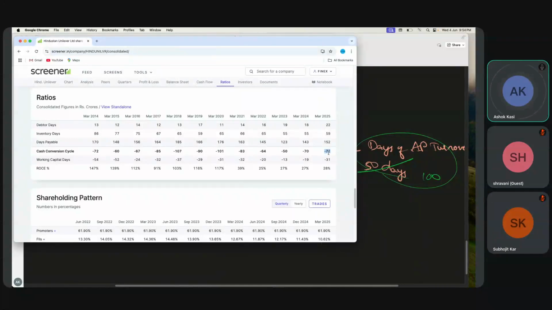So good business for them, no? They are pressurizing their suppliers, because they deal with many suppliers and they buy in bulk from them. All the small suppliers they have tie-ups with, and that's how they are able to put pressure. Minus 71 days cash conversion cycle.